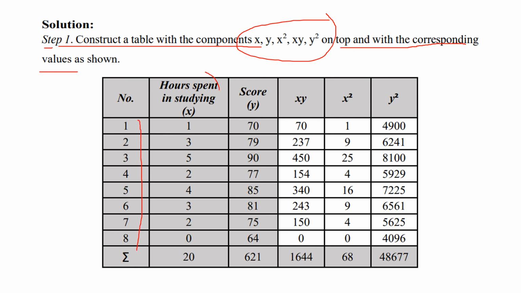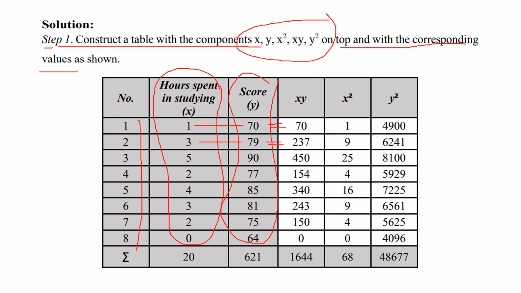In your second column, that will be your x variable. In your third column, that will be your y variable. In your fourth column, we simply multiply: 1 by 70 is equal to 70, 3 multiplied by 79 is equal to 237, and so on up to the last value.